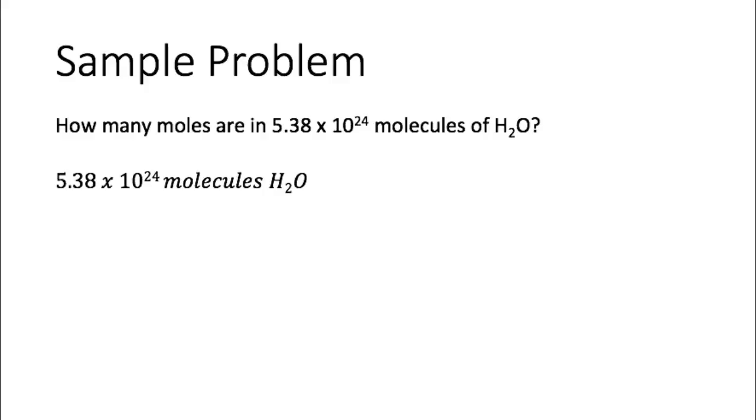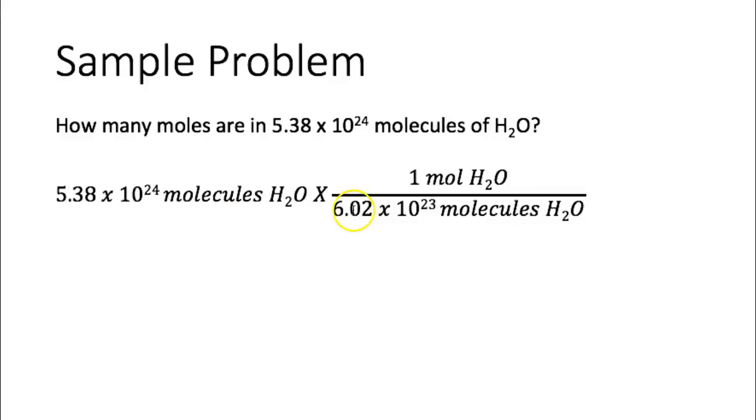It's extremely important with these problems that you include full units with your numbers. So you need to include the unit molecule and also the compound, water. You'll thank me later in future chapters. Now, I want molecules to cancel, so that means that molecules has to go on the bottom of my next fraction. And based on my conversion factor with Avogadro's number, the number that goes with molecules is 6.02 times 10 to the 23rd. So I put 6.02 times 10 to the 23rd molecules of water on the bottom and 1 mole on top.